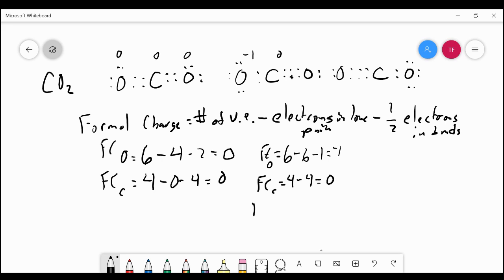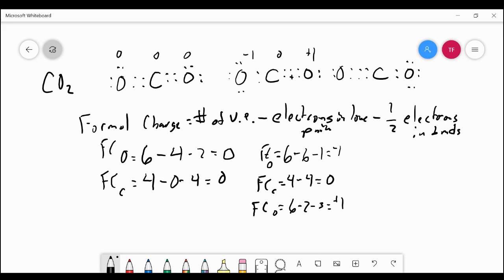Our last structure is the other oxygen on the right-hand side, this one. And oxygen normally has 6 valence electrons. There are 2 electrons in a lone pair, so minus 2. And then there are 6 electrons being shared, so half of that is 3. So 6 minus 2 minus 3 gives us +1. So the formal charge on this oxygen is +1.